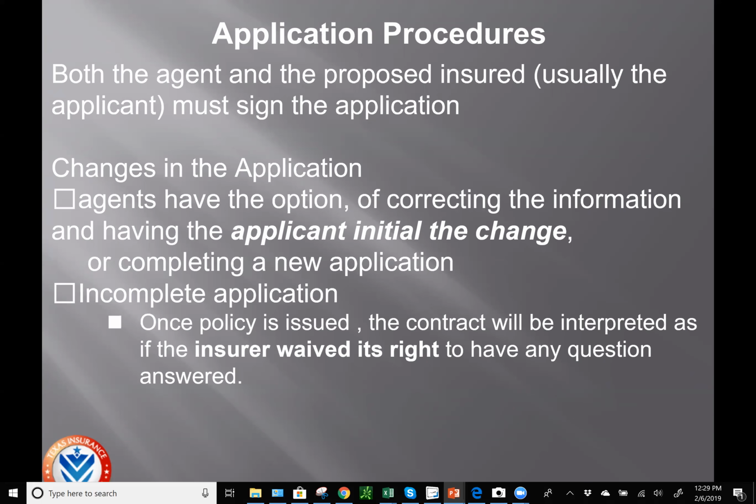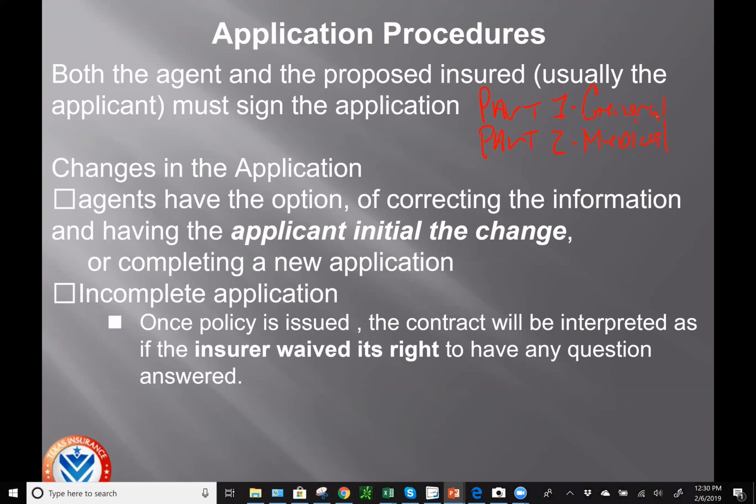There are 2 parts to an insurance application that you need to know for your test. Part 1 is general, part 2 is medical. That's all there is to it. So part 1 is general, and part 2 is medical information. That's really all you need to know about that.